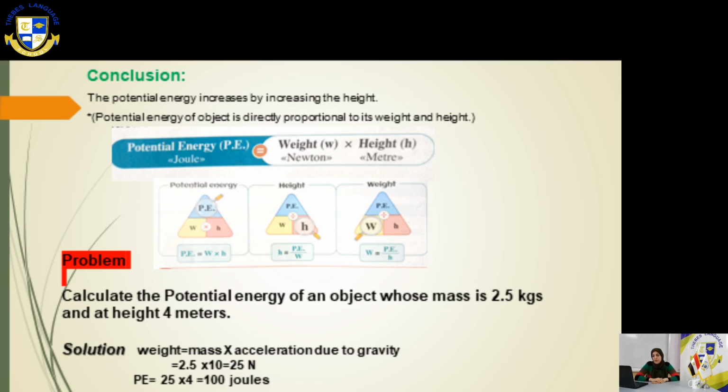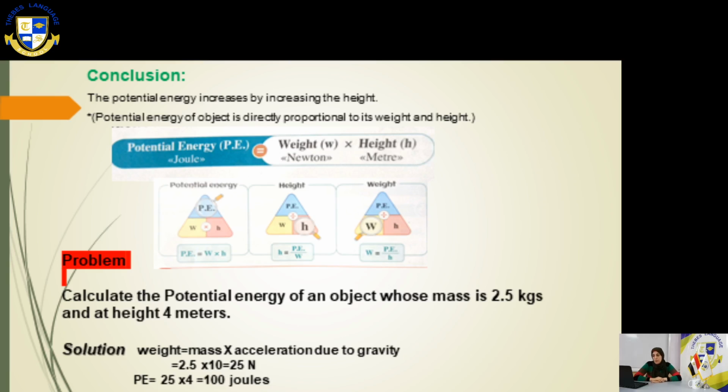Potential energy, we can find it by multiplying weight times height, and height we can find it by dividing potential energy over weight, and we can find weight by dividing potential energy over height.